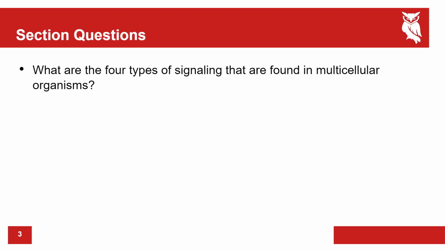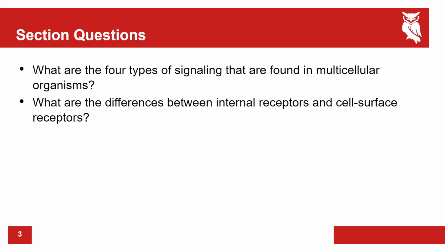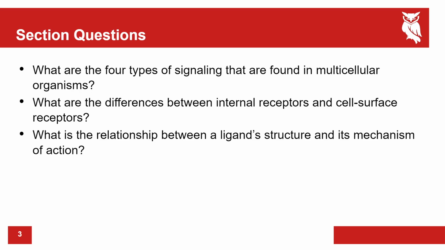All right, so by the end of the section, what we want you to be able to do is know the 4 types of signaling that are found in multicellular organisms. Some of them are going to have weird words. Know the difference between internal receptors and cell surface receptors. What do you think the differences are? What do you think internal receptors are? Inside the cell. What do you think the cell surface receptors are? Outside on the surface. Very good. Also, what's the relationship between ligand structure and its mechanism of action? Mechanism of action is the job it does. Ligand is just a fancy word for saying signal molecule. Okay. Ligand is a signal molecule.